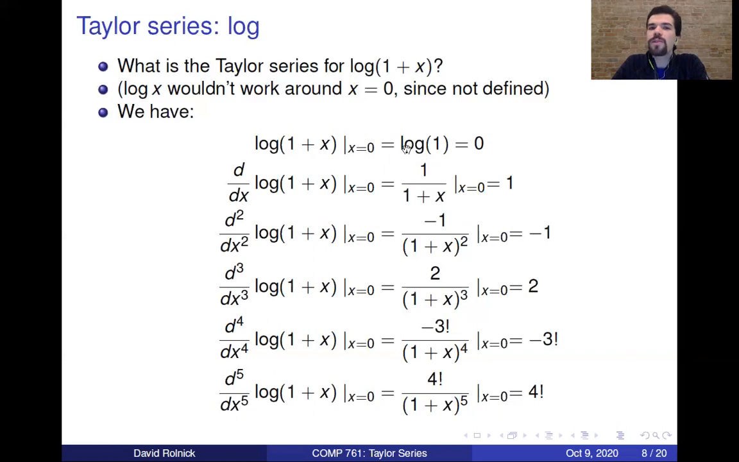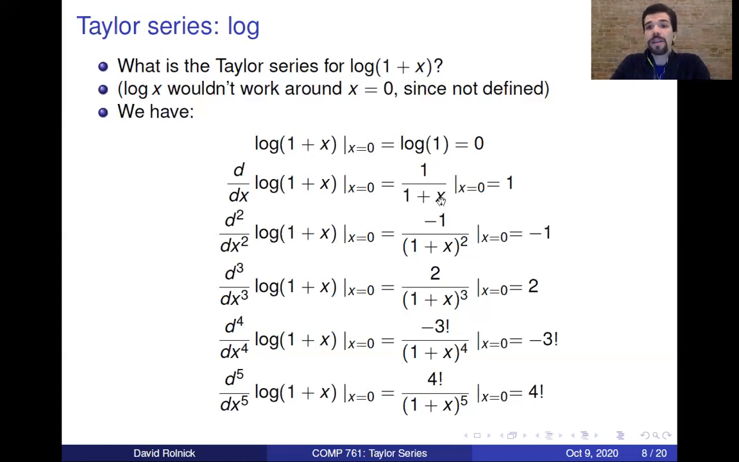Why is the derivative of log of 1 plus x equal to 1 over 1 plus x, though? Remember, we found that the derivative of log of x was equal to 1 over x before. Yeah, we can use the chain rule. For log of 1 plus x, the derivative is equal to 1 over 1 plus x times the derivative of 1 plus x. But the derivative of 1 plus x is just 1. So yeah, this is 1 over 1 plus x.